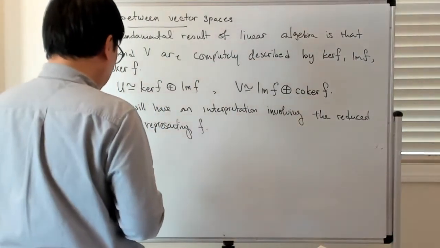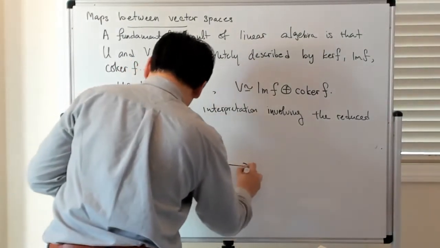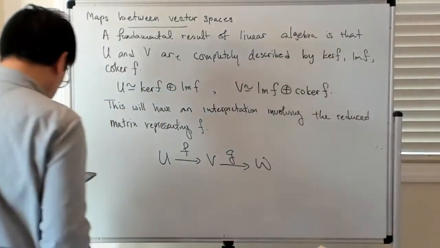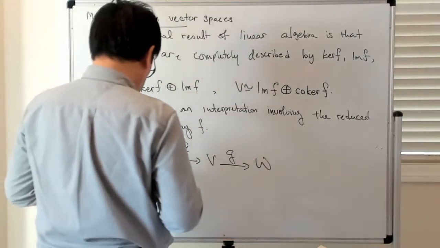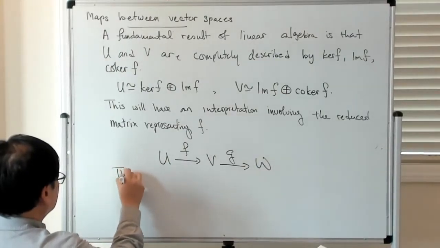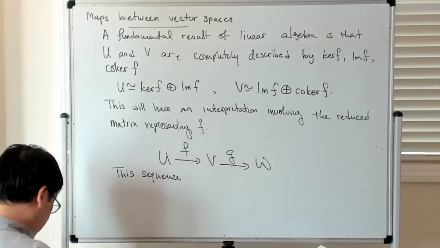So let's now look at three spaces, U, V, and W, with maps F and G. We say this sequence is exact.